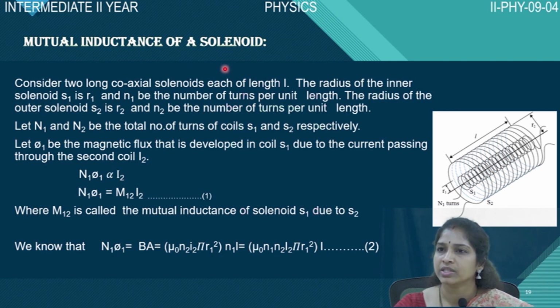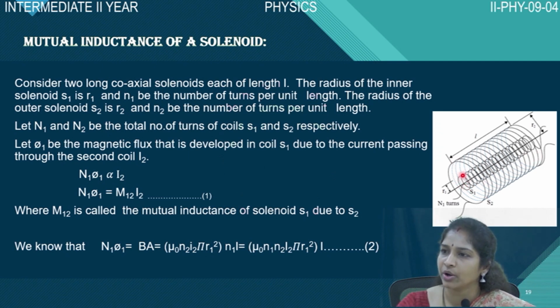When current is passing in one coil, EMF is generated in the other coil. Or when current is passing in the other coil, EMF is generated in the first coil. That means we need to take two coils. So in order to derive the expression for mutual inductance of a solenoid, let us consider there are two solenoids. S1 is the first solenoid, S2 is the second solenoid. The solenoid S1 is placed inside the second solenoid.